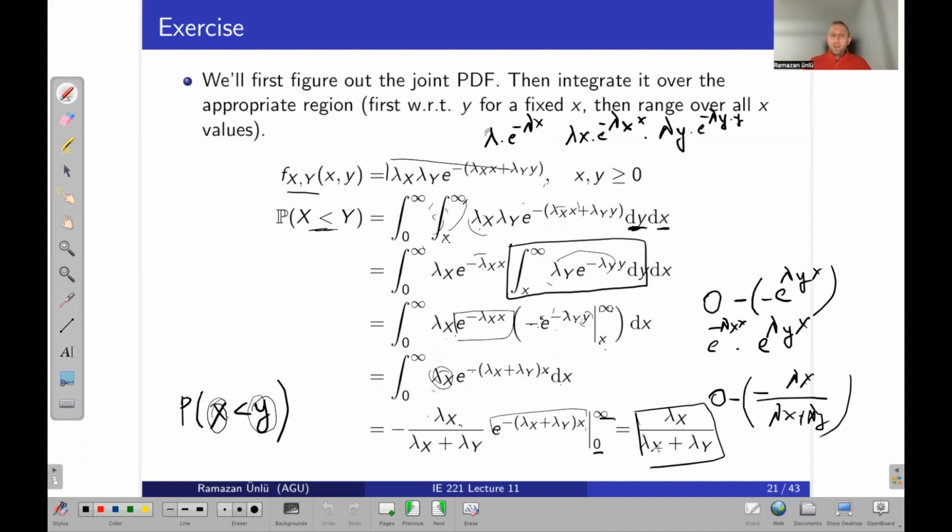The important point is here: if you are asked what is the probability that one exponential random variable is less than another exponential random variable, and they are independent, the result should be the rate of the one that should be less, divided by the total rate. Okay, if you are asked the probability of x is less than y, the result should be the rate of x divided by the rate of x plus the rate of y.